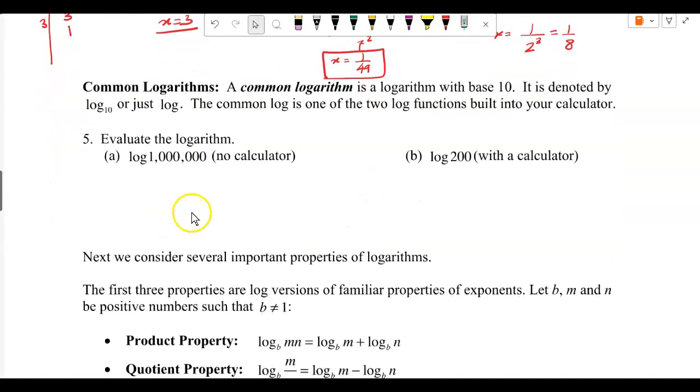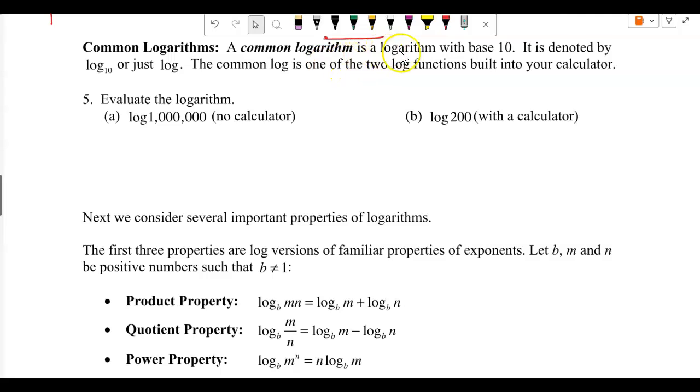A common log is a log with base 10. It is denoted by log to the base 10 or just log. So whenever there is no base mentioned, its base is 10. The common log is one of the 2 log functions built into your calculator. So if it's just log, it's log base 10.